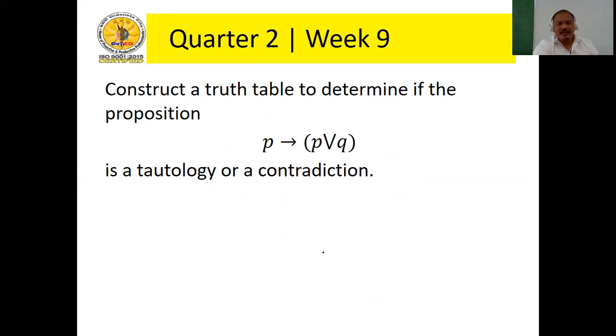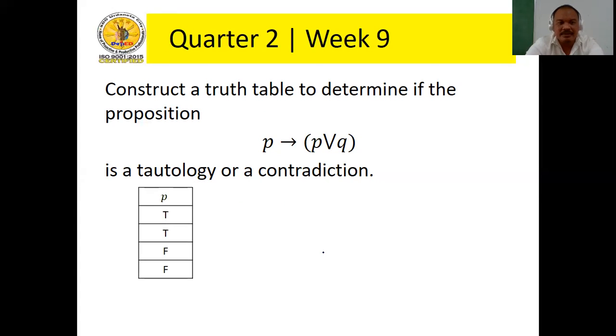Moving on, construct a table to determine if the proposition P implies P or Q, or P then P or Q. How many propositions do we have? We have P and Q, so two propositions, and therefore 4 rows. Start with column P, having 4 rows: 2 true and 2 false. Then establish the column of Q by having alternate values of true, false, true, false.